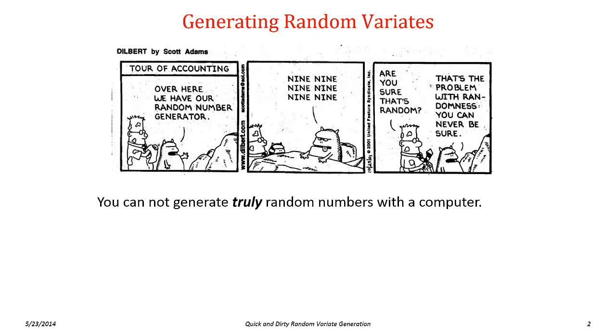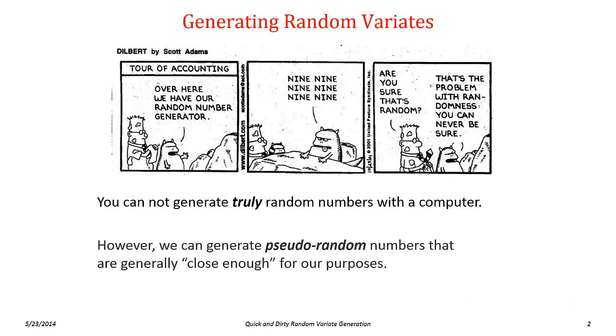That's one of the reasons when you watch lottery drawings on TV, they always use a mechanical method for drawing the random numbers. However, while it is impossible to generate truly random numbers with a computer, we can use computer algorithms to generate what are called pseudo-random numbers. These are numbers that are close enough for our purposes. For our simulation models, they are close enough to actual random numbers that we can use them in our models.